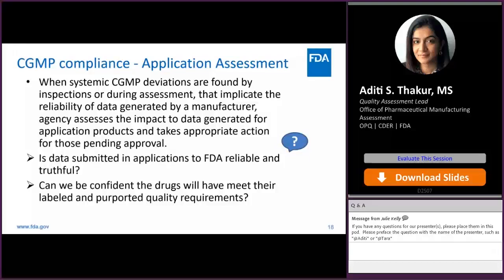In order to make a knowledgeable judgment on whether to approve or deny an application, the agency should have confidence that the data presented in the application is a true and reliable representation of the drug quality. Ensuring CGMP compliance is an important component of industry responsibility to ensure the safety and efficacy of the drugs and FDA's ability to protect the public health.